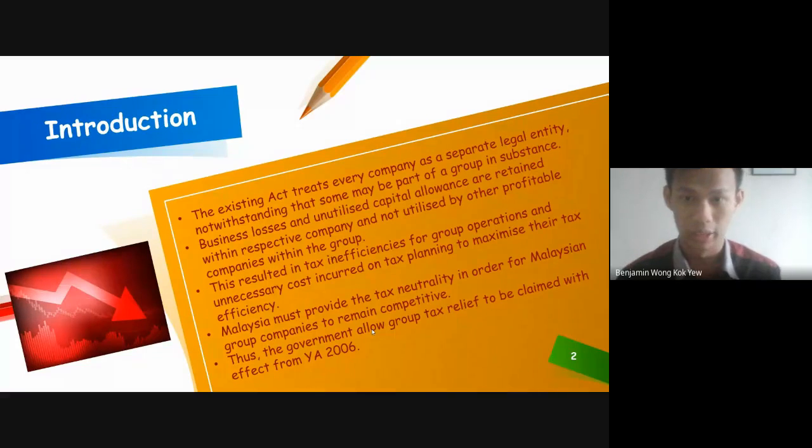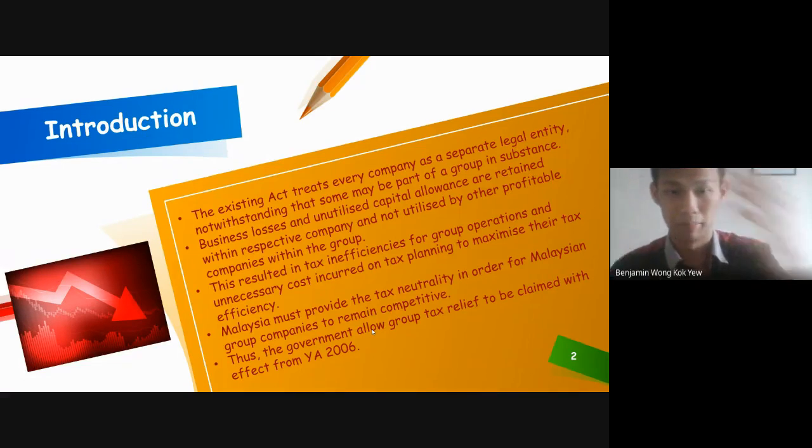So business losses and unutilized capital allowances are retained within the company itself and not utilized by other profitable companies within the group. So the loss of that small company cannot be taken by the bigger company to offset its profits. This results in tax inefficiencies for group operations and unnecessary costs incurred on tax planning to maximize tax efficiency. Malaysia must provide tax neutrality in order for Malaysian group companies to remain competitive. Thus, the government allowed group tax relief to be claimed with effect from year of assessment 2006 onwards.